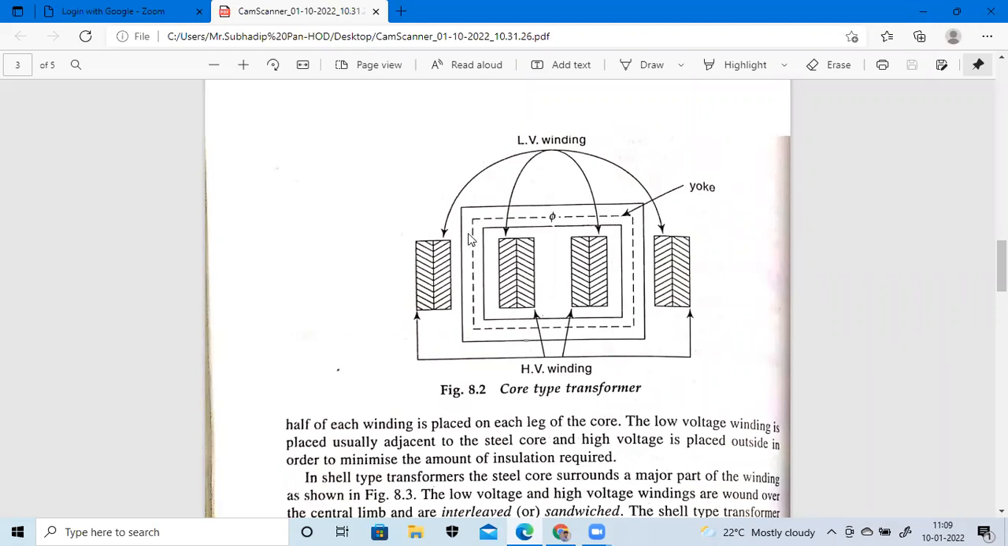This one is your core, and these are the coils. Here is the schematic diagram of the coil: half of the coil is placed here, the LV side of the winding, near the transformer core, and half of the coil is placed outside, away from the core. So near the core, this one represents the LV winding.